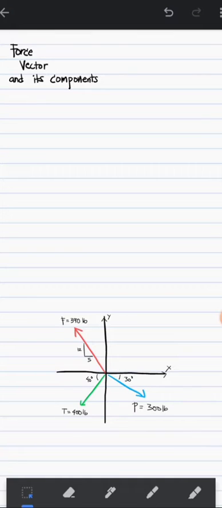In this video, we will talk about how to break forces or a force vector into its components. Well, first of all, why do we need to break down a force vector to its components? The answer is we need to break a force vector into its components because it is much easier to add vectors that lie on the same axis.